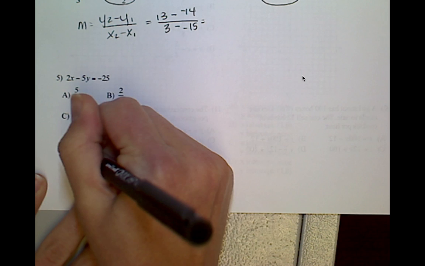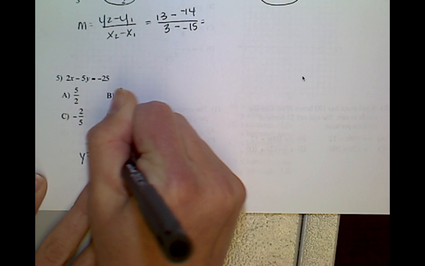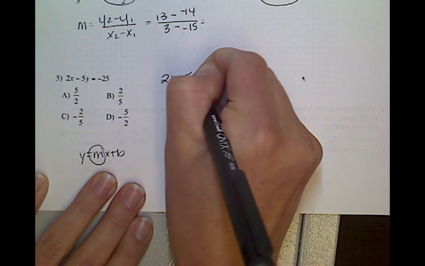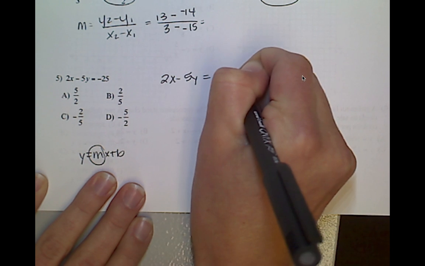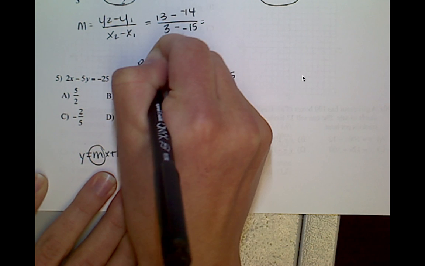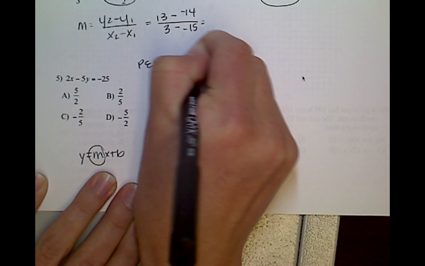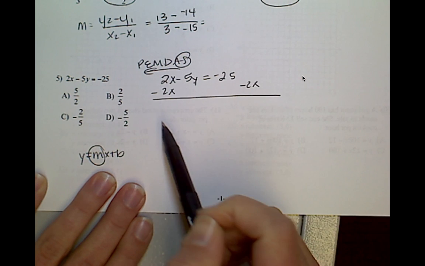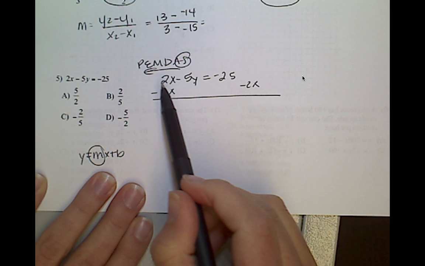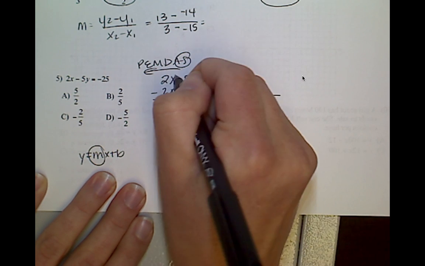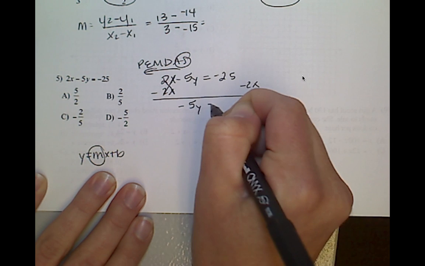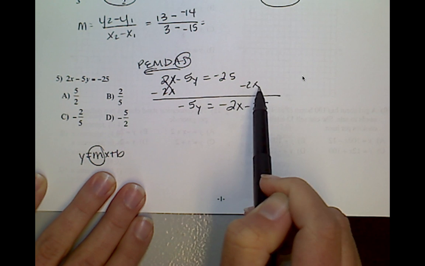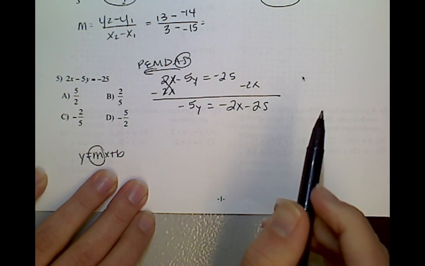Next one, we got to do a little work on this one. We got to make it look like y equals mx plus b because then we would know the slope. So we got 2x minus 5y equals negative 25. We're going to work PEMDAS backwards. So take care of the addition and subtraction first. Here's y, the 2x is adding to that 5y since it's positive. So the opposite would be subtracting. They cancel and you're left with negative 5y equals negative 2x minus 25. I keep the sign that comes in front of 2x. I keep the sign in front of 25.